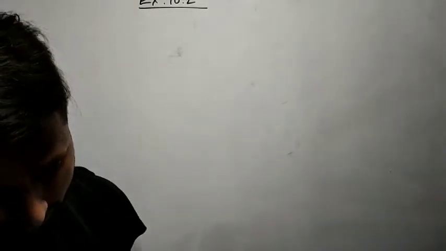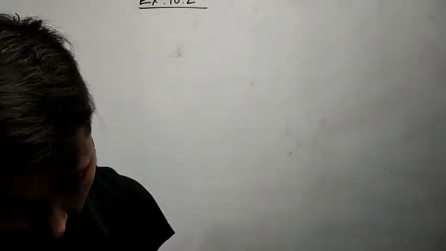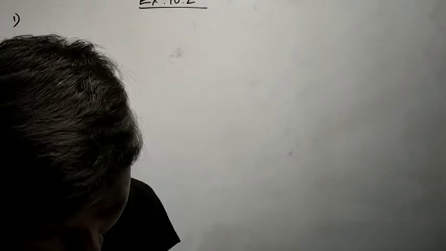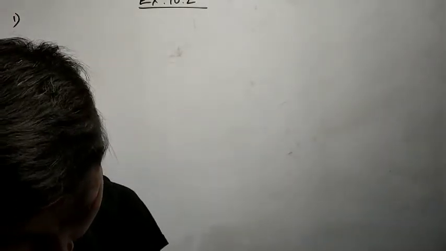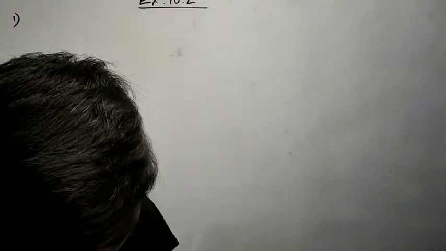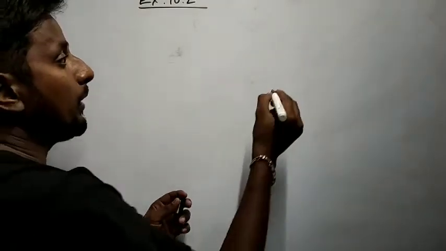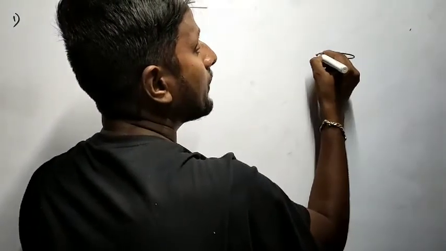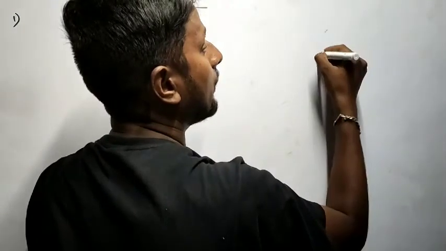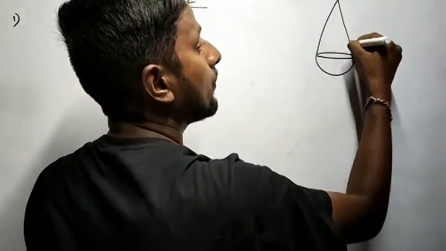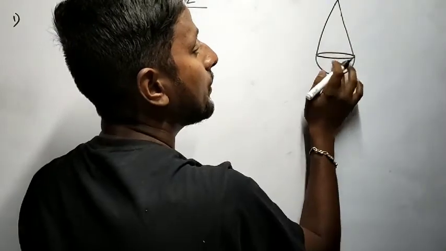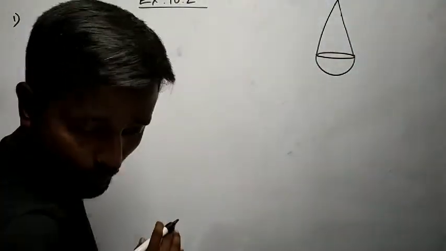A toy is in the form of a cone mounted on a hemisphere. The diameter of the base and the height of the cone are 6 centimeters and 4 centimeters. What happened? A cone is placed on a hemisphere. So what happened now?